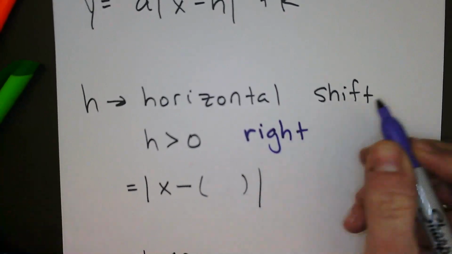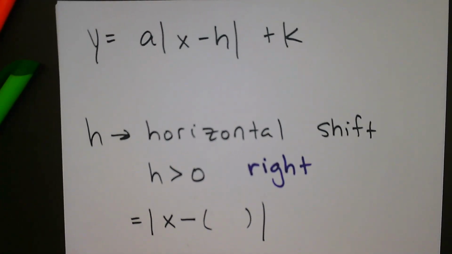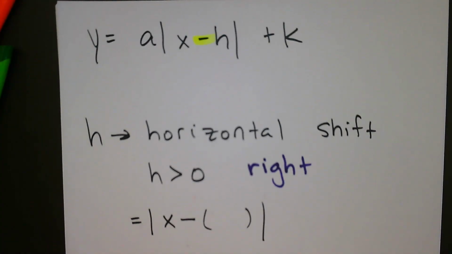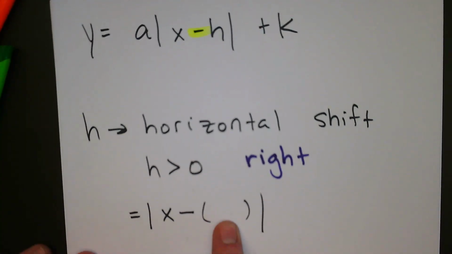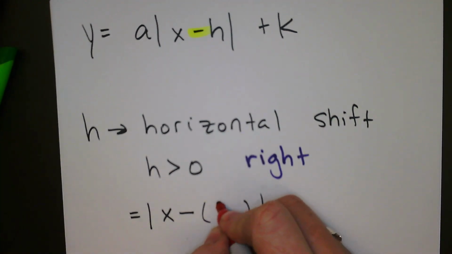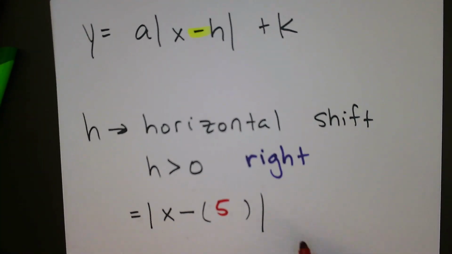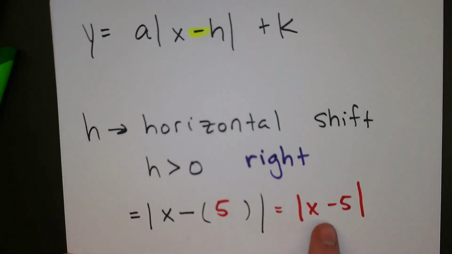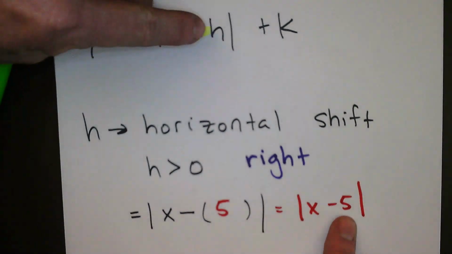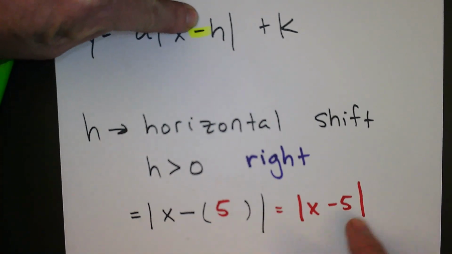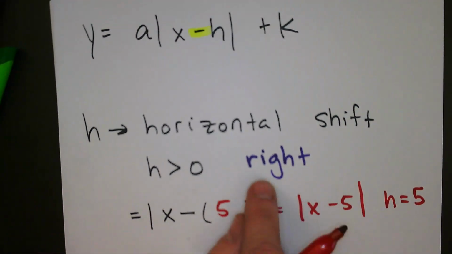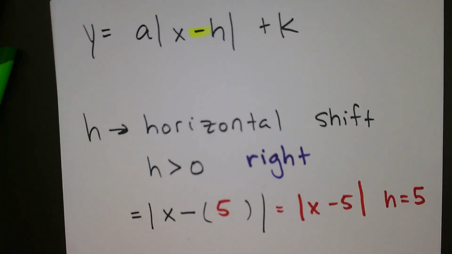Now here's what's really confusing on this one. Subtraction is part of the format. So technically if we have an H as a positive number, like if my H value is 5, in the equation it's going to look like x minus 5. You're going to see what looks like subtraction, but subtraction is part of the format. So this is actually a value where H is 5. It's a positive number. This is actually shifting 5 units right.